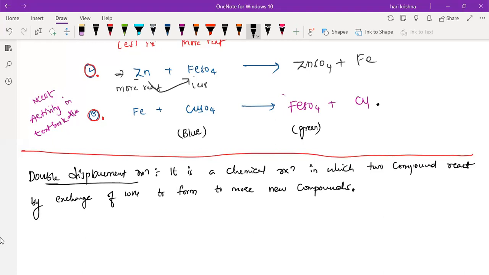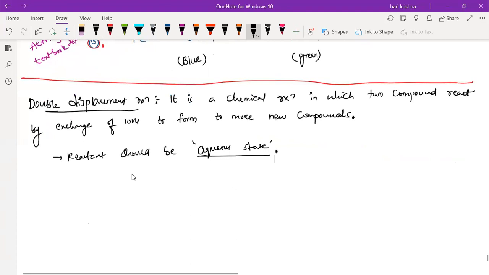Compulsory, whatever the reactants are, they should be in the aqueous state only. What's the main condition? Reactants should be in the aqueous state. The reaction should compulsorily be in the aqueous state. So if you take the examples, what are the examples? AgNO3 aqueous plus NaCl in the aqueous state.